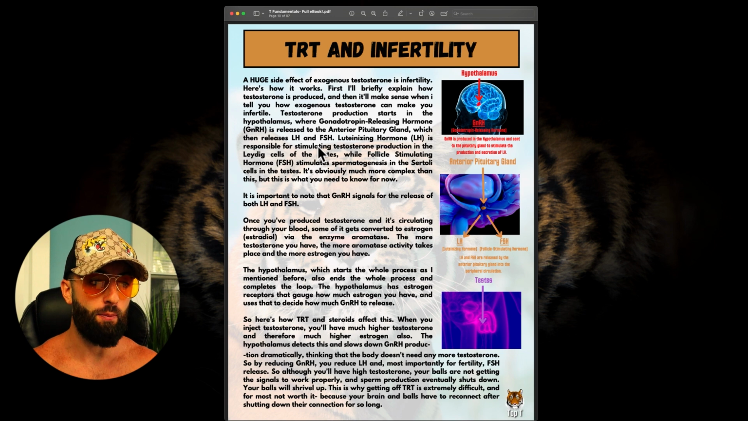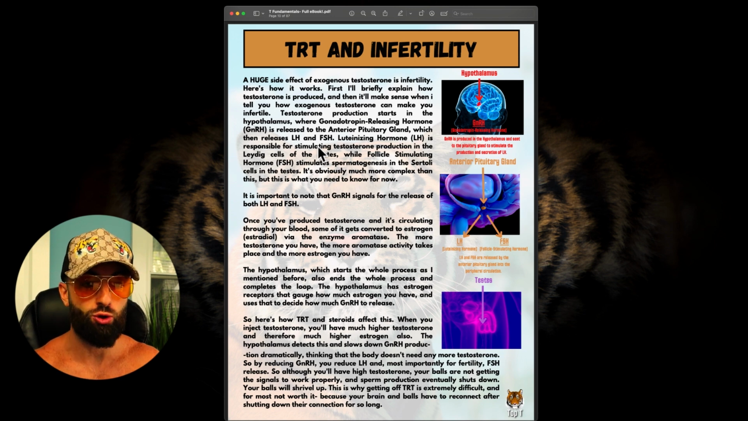Now, obviously, this entire process is way more complicated than that, but this is what you need to know for now. So it's important to note that GnRH signals for the release of both LH and FSH. So the hypothalamus releases one hormone and then tells the pituitary to release two different hormones, one for testosterone, one for sperm.